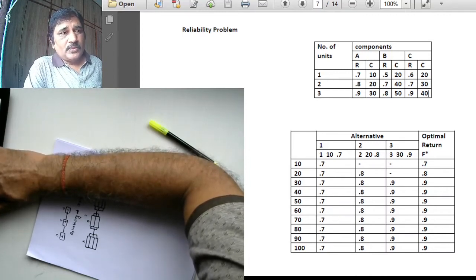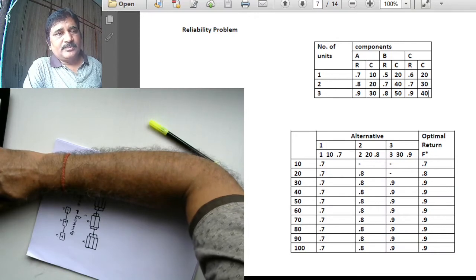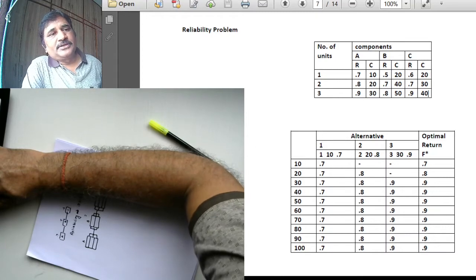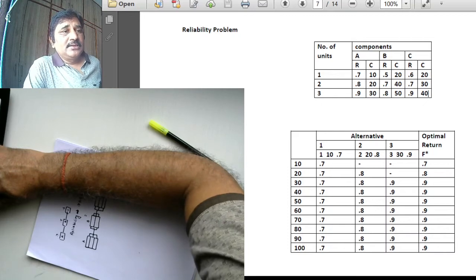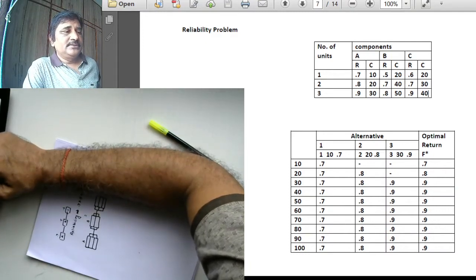For component B, 1 unit bank reliability is 0.5, 2 unit bank reliability 0.7, and 0.8 for 3 unit bank. The cost is 20, 40, 50. And likewise for component C, reliability increases to 0.6, 0.7, and 0.9 respectively for units 1, 2, and 3 in the bank of component C. All right. Cost accordingly increases from 20 to 30 to 40.